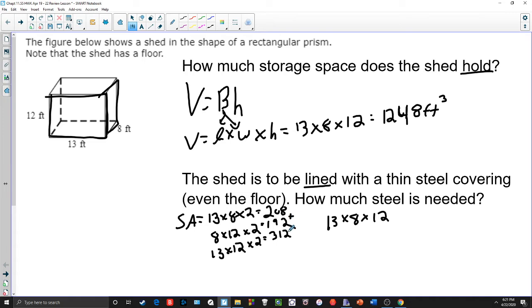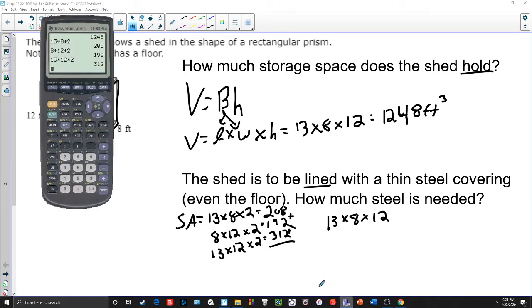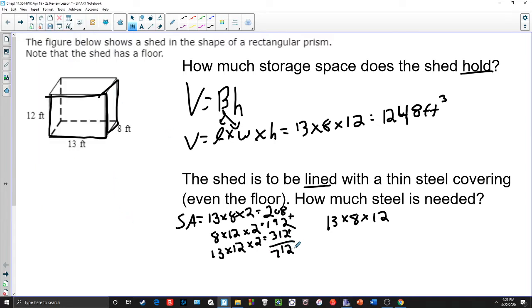And then we add these together. 208 plus 192 plus 312, and we get 712. So this would be how much surface area covers the object. 712 square feet. That's how much steel we would need. And again, if they say steel costs $2 per square foot, how much would it cost? You just end up multiplying this by the cost, and you get how much to pay. So again, this question was just testing to see whether you know the difference between a volume problem and a surface area problem.